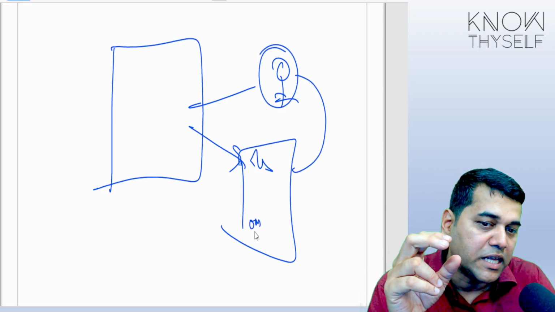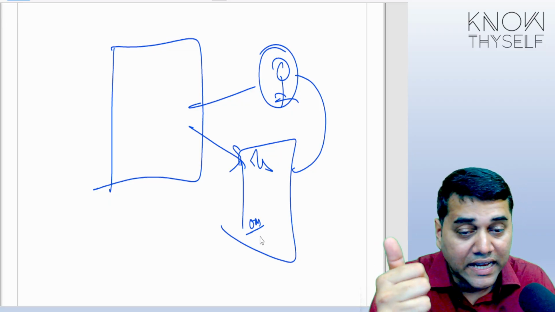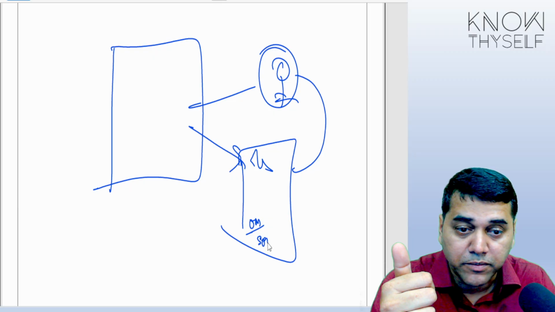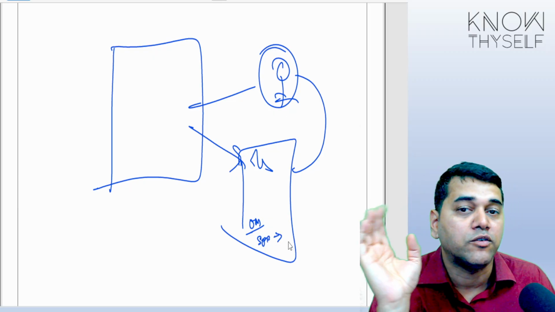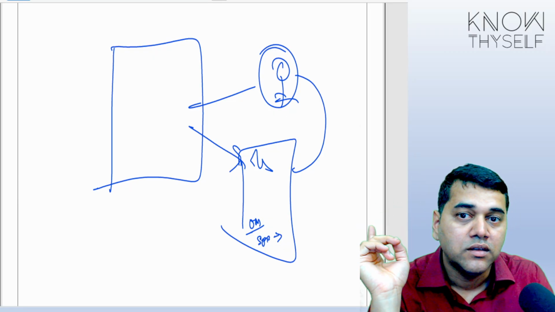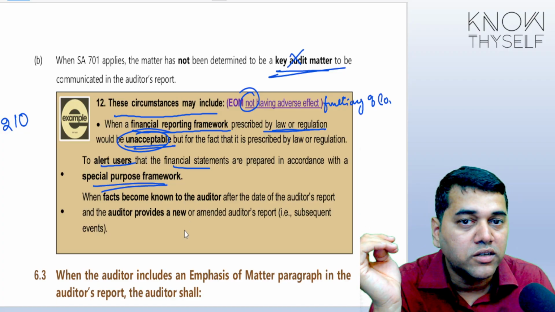So, in the other matter paragraph, I can warn, I can tell that this is a special purpose framework and I have kept so and so person in my mind while drafting. Only they can use this. Now tell me, is your production going to halt? No.